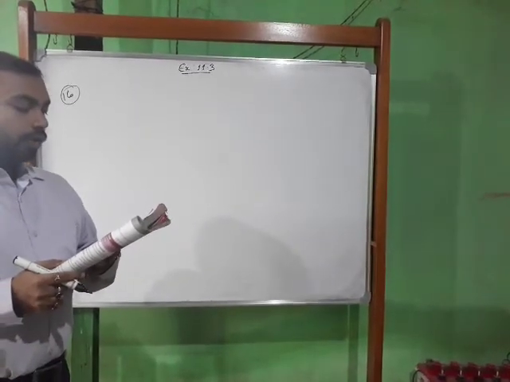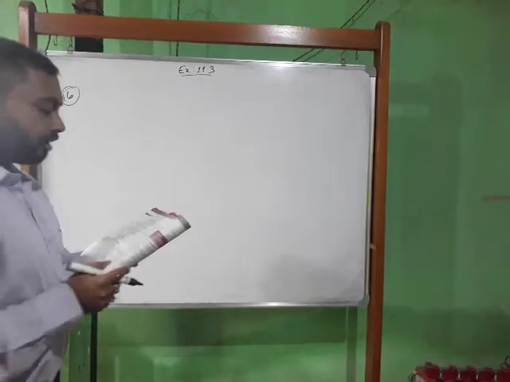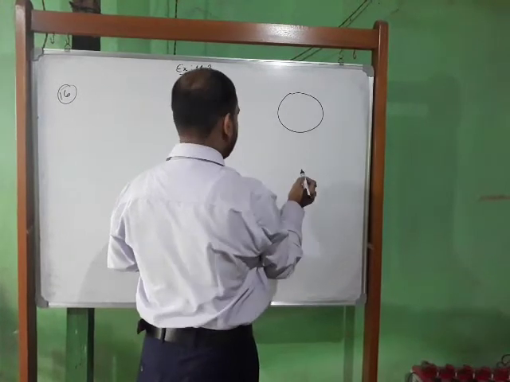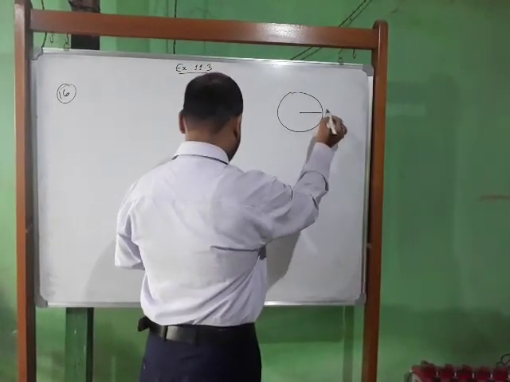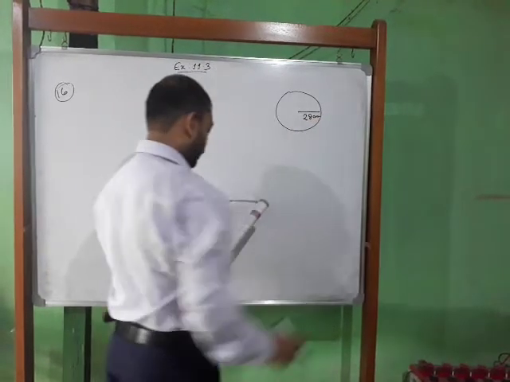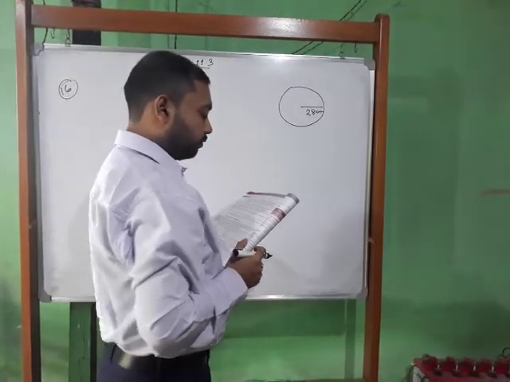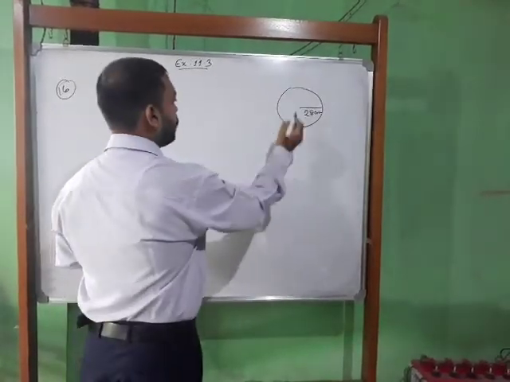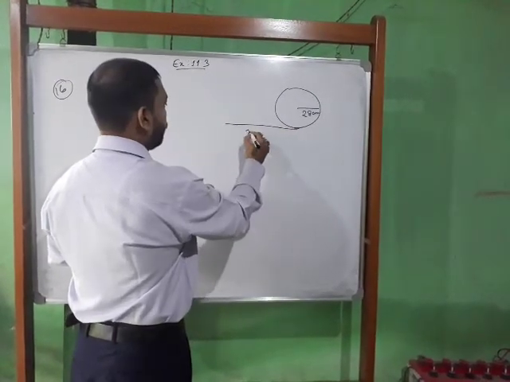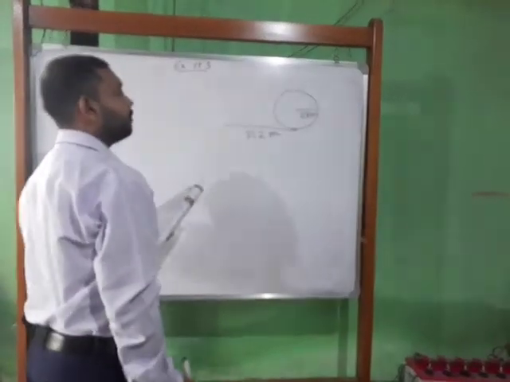Question 16: how many times must a wheel of radius 28 centimeter rotate to go 352 meters? Let us draw a diagram. This is the wheel of radius 28 centimeter. So how many times will this wheel rotate so that it covers a distance of 352 meter? This is given in the question.